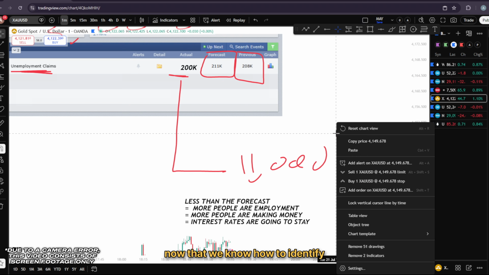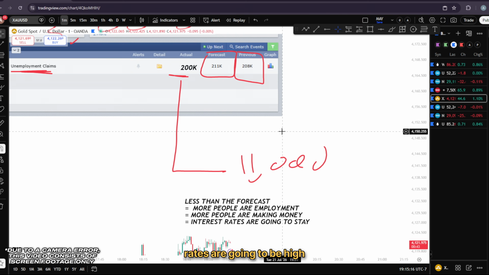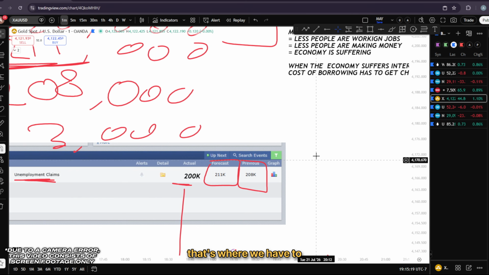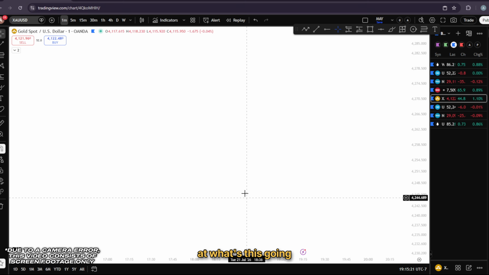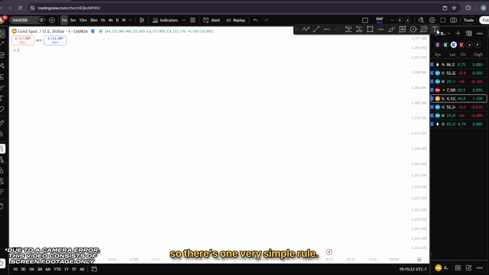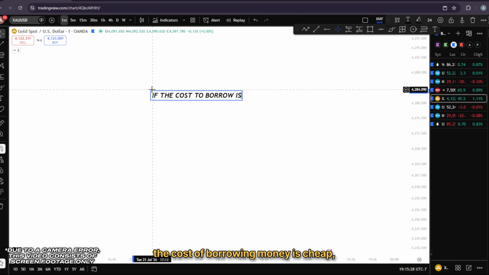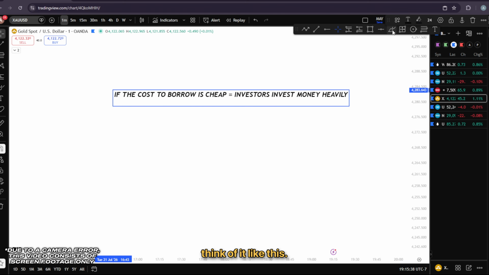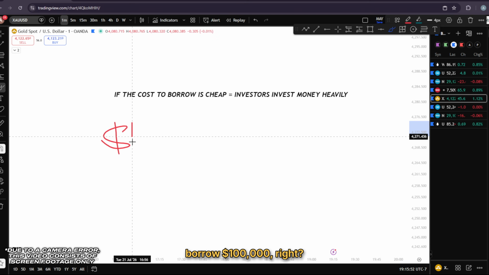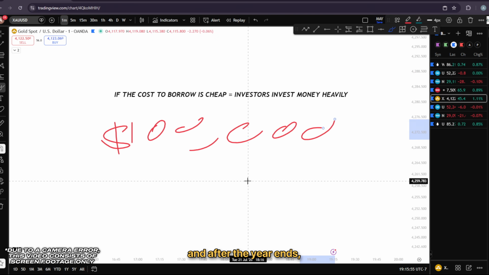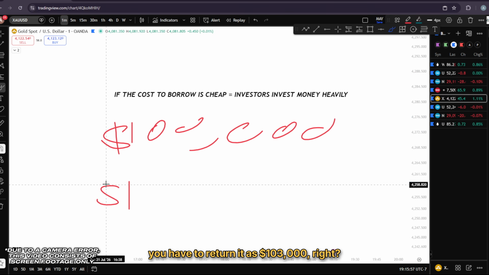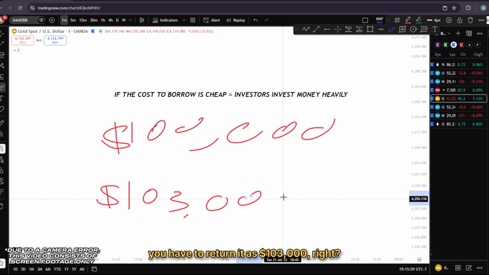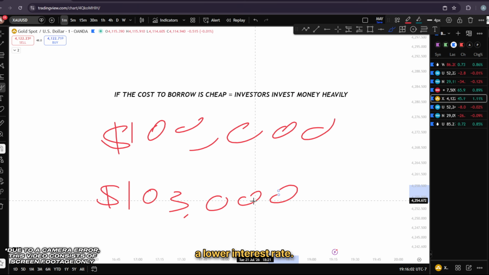Now that we know how to identify whether the interest rates are going to be high or whether they're going to be cut, that's where we have to actually start to look at what this is going to mean for an investor. So there's one very simple rule. The cost to borrow money is cheap, and we see investors invest their money heavily. And you really have to think of it like this. Imagine you had to borrow $100,000, right? And after the year ends, you have to return it as $103,000, right? This is an example of a lower interest rate.